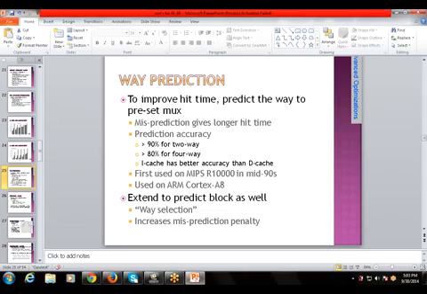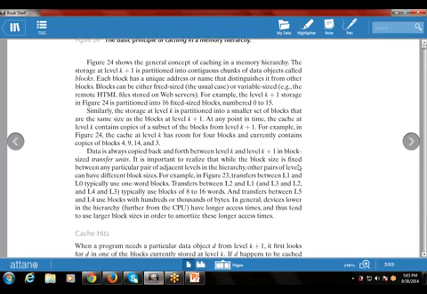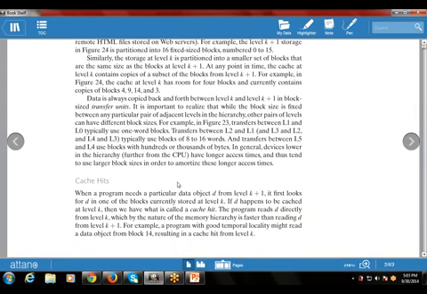So this is the next topic that is started. First of all, let's see with the help of the book what we have covered in the book. This is your cache. As I told you, when a program needs a data object D from level k plus 1, it first looks for D. As I told you, it first looks in the cache memory.